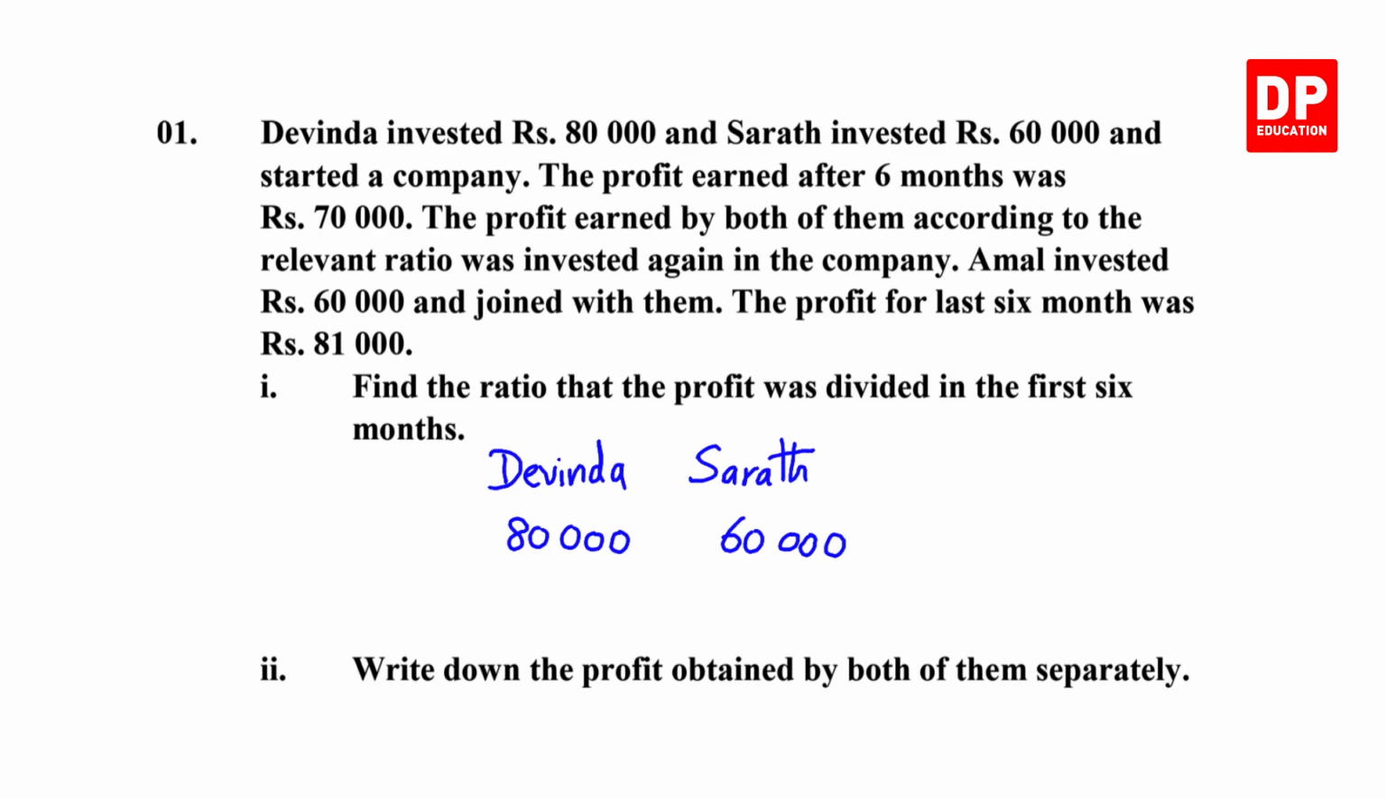The profit earned by both of them according to the relevant ratio was invested again in the company. Amal invested 60,000 and joined with them. The profit for the last 6 months was 81,000 rupees. Find the ratio that the profit was divided in the first 6 months.